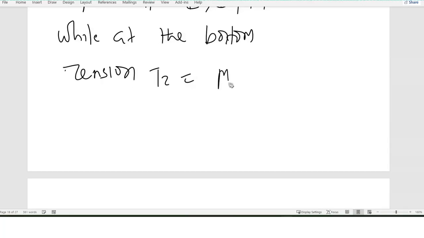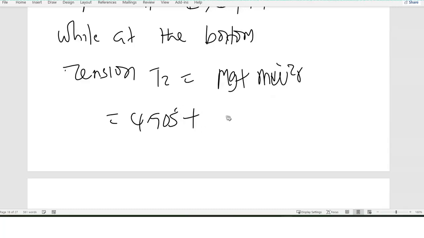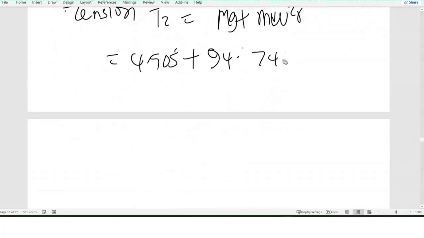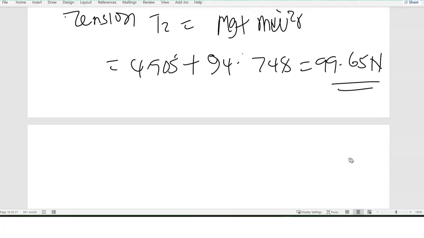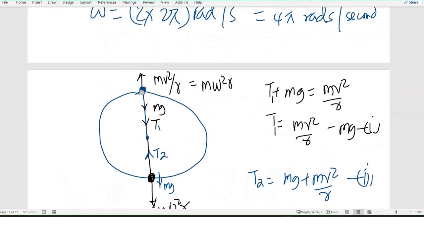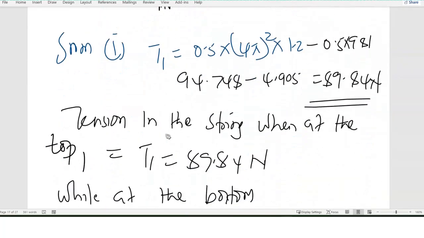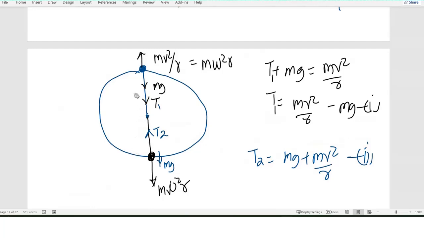While at the bottom, tension T2 will be mg plus m omega squared r. This is 4.905 plus 94.748, which is equal to 99.65 newtons. So that's how we can deal with such a problem. At the top, the tension is going to be smaller than the tension at the bottom. So the maximum acts at the bottom, and the minimum acts at the top.